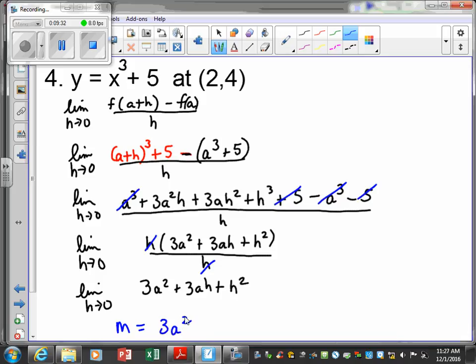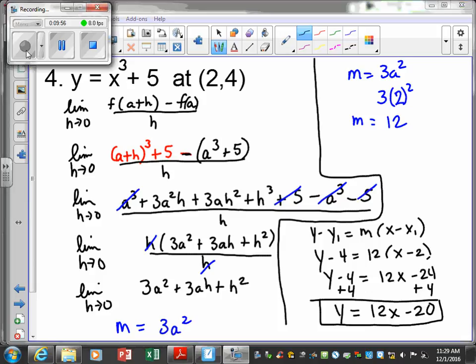Now we have our slope, which is 3a squared, and then part B, we're finding the equation. We know x is 2. Our a value is 2 here. So what is our slope? 12. And then use this point and this slope to do your equation. Okay, so you get y equals 12x minus 20.